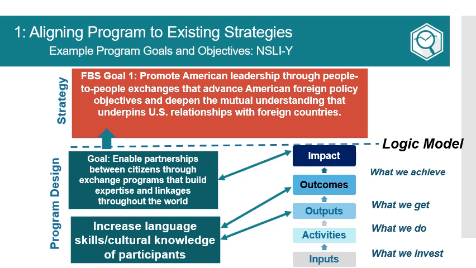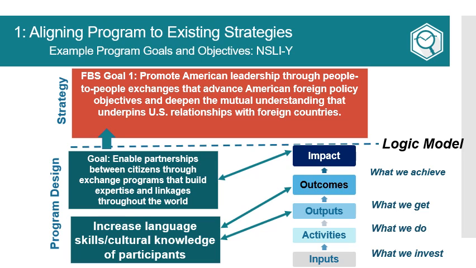This slide illustrates the relationship between strategic goal, program-specific goals, program-specific objectives, and the logic model. As you can see, on the top in red is our functional bureau strategy goal that pertains to ECA as a bureau. This is the strategic goal that our program, the National Security Language Initiative, is going to be feeding into. Just underneath that, under the dotted line, is where the elements of program design come in.